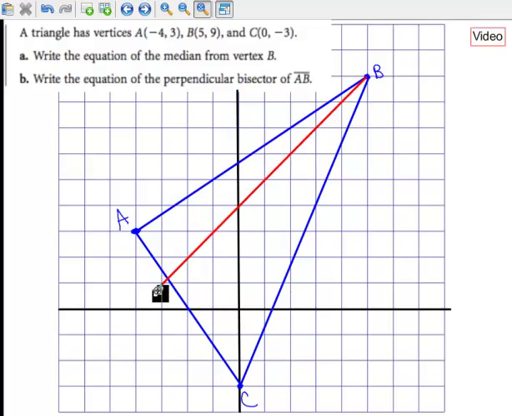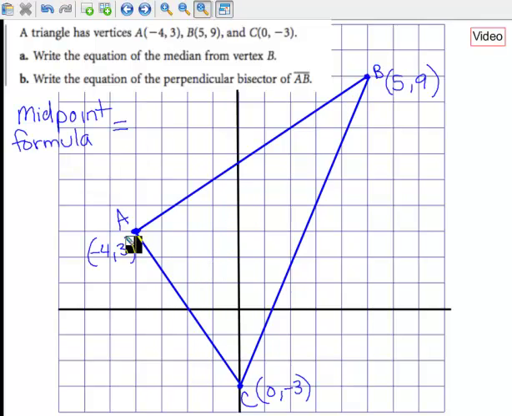We can estimate where it is, but we're going to use something called a midpoint formula. So the midpoint formula is when you take the x value of your endpoints and divide by 2, and then you also take the y values of your endpoints and divide by 2. So we're just averaging the x's and averaging the y's. So we're asked to find the midpoint of AC.